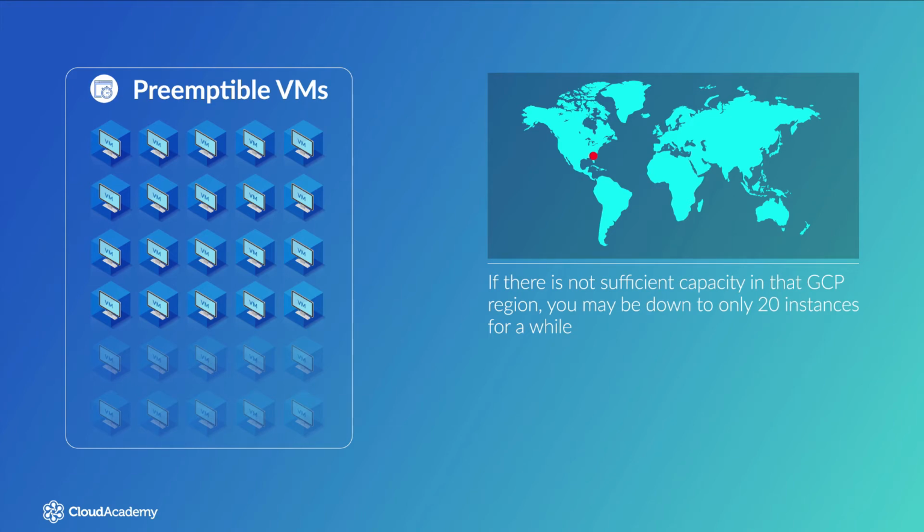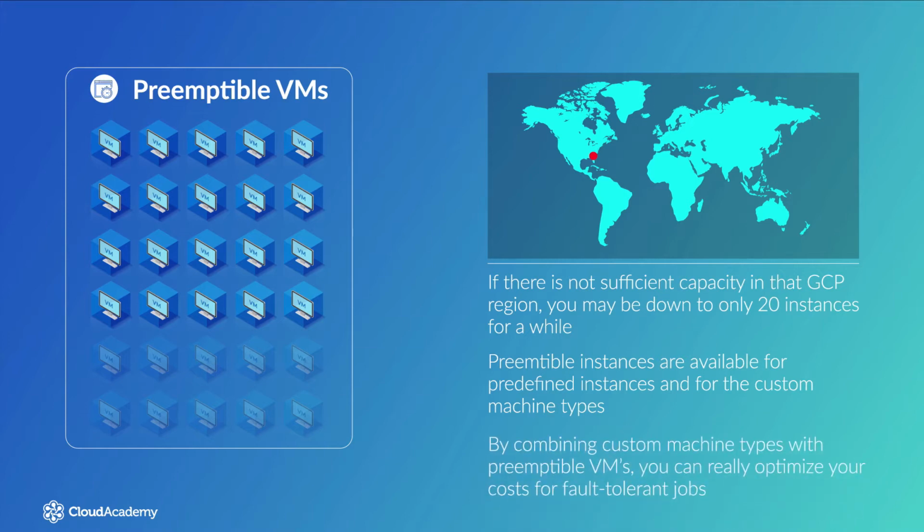Because of the inability to guarantee availability, preemptible VMs are not appropriate for any use case that requires consistent uptime or stability. They're great for batch processing, short jobs that can tolerate instances coming and going. Also note that preemptible instances are available for predefined instances and for the custom machine types that we talked about a minute ago. By combining a custom machine type with a preemptible VM, you can really optimize your costs for fault-tolerant jobs.